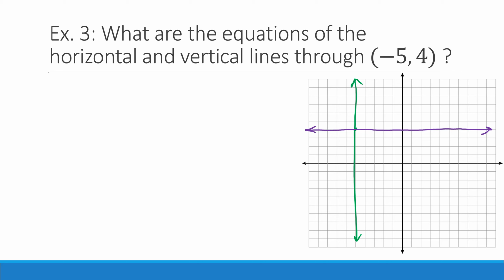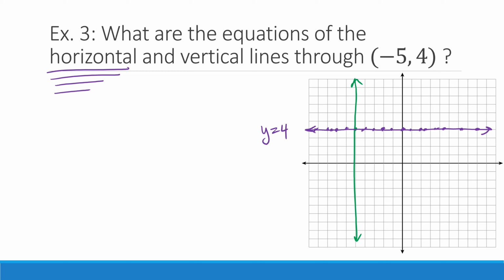So let's talk about the horizontal line first. Remember, the horizontal line, every single y coordinate is exactly the same, but the x coordinate can be anything. Since every single y coordinate is the same, what is that y coordinate? It's y equals 4. That's the equation of the line.